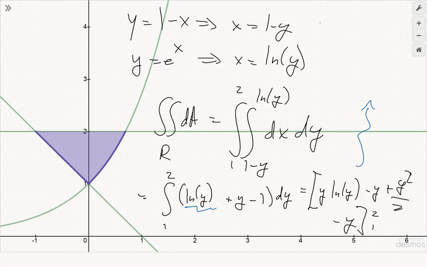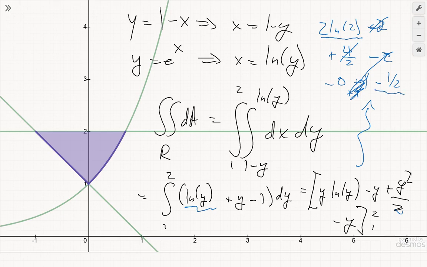So that works out to 2 ln 2 minus 2 plus, this is terrible, isn't it? Plus 4 over 2 minus 2, and then minus 1 ln of 1, so minus 0, plus 1 minus 1/2 plus 1. So these cancel out, and again, we're left with 2 ln 2 minus 1/2 as the area.